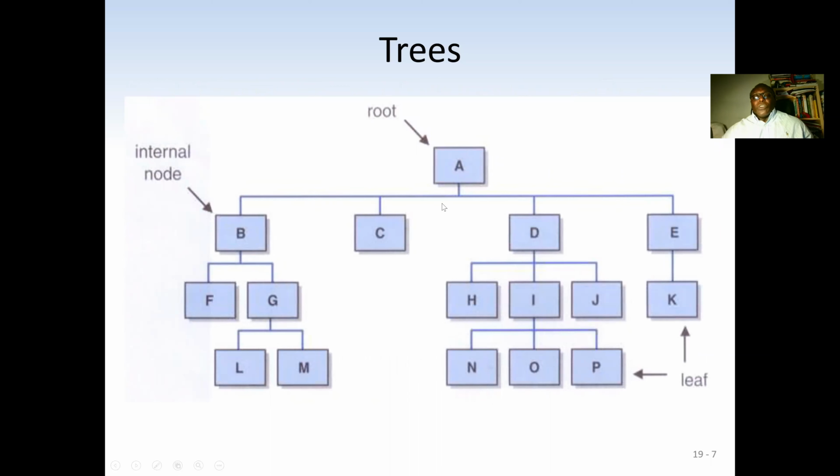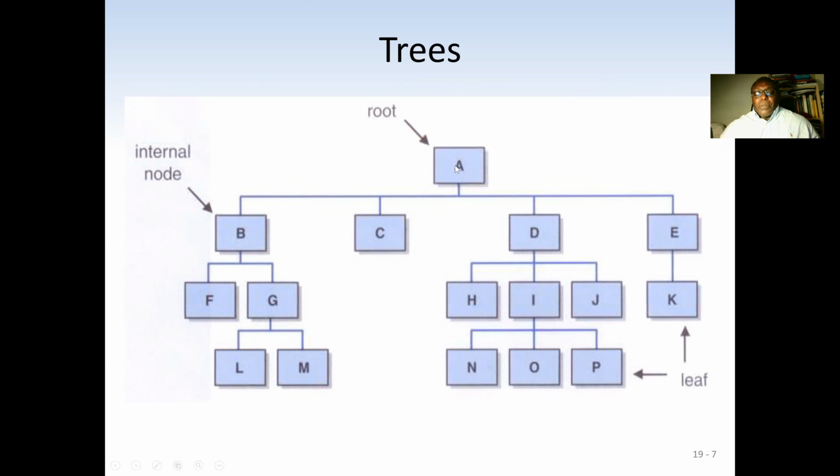So this is the root of the tree. Node A is the root. That's the beginning. There is only one root node and it does not have a parent, so it cannot go up. That's the beginning. The root usually has children. When a root doesn't have any children, it means the tree consists of only one node.